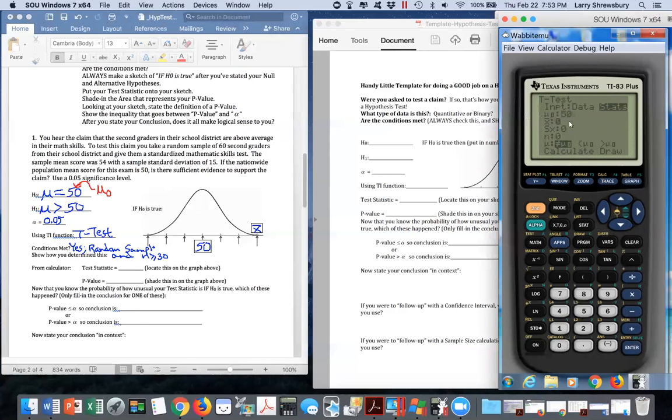Now, your sample mean. So let's go over here, and what did it say? The sample mean was 54. Now here's a place you've got to be very careful. You've got a sample mean and your hypothesized population mean. Do not get these mixed up with each other. Otherwise, you've completely messed up your hypothesis test.